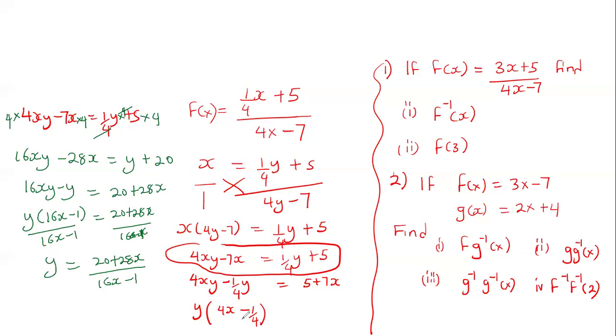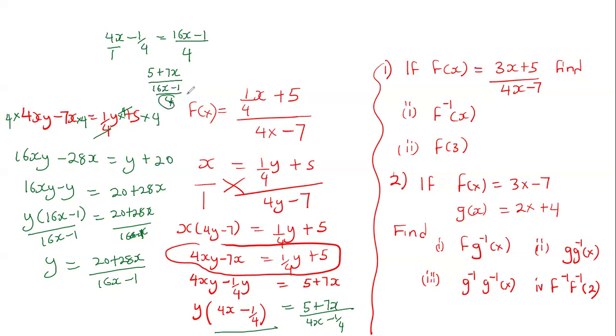Now, in case you had gone with this one, still this will be 5 plus 7x. Now, when you reach here, you can divide by 4x minus a quarter. But here you can simplify further. You know that for 4x minus a quarter, your LCM is 4. So here up, you'll get 16x minus 1. So meaning that now your answer is going to be 5 plus 7x out of 16x minus 1 out of 4.